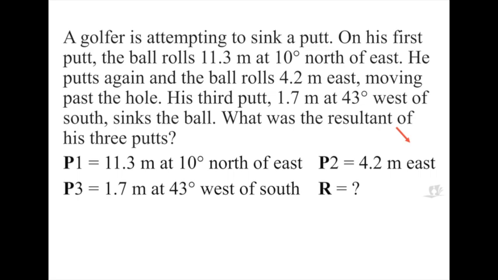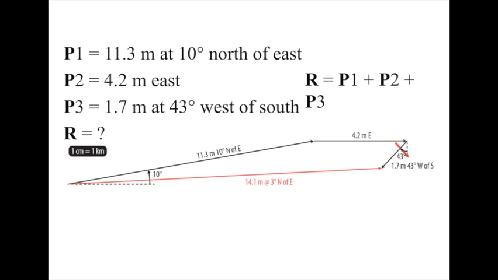And so they've given you putt 1, putt 2, and putt 3. All right, and I've already given you your drawing there as well. So if you look at what happened here, his first putt, 11.3, and you'll say 10 degrees north of east. So that's how we drew this. This is my east, that's north of east. There we go. And then he went straight east from there. So you'll see that we started at the right here at the arrow, and we went straight east. That's just a horizontal movement, right?